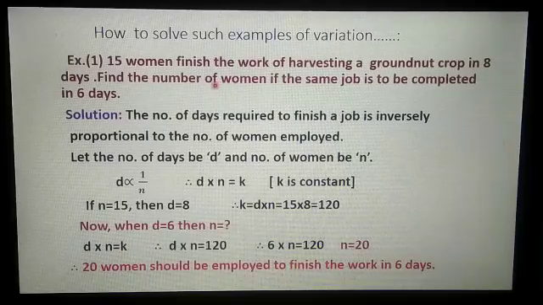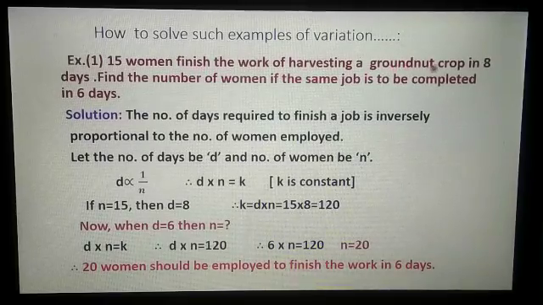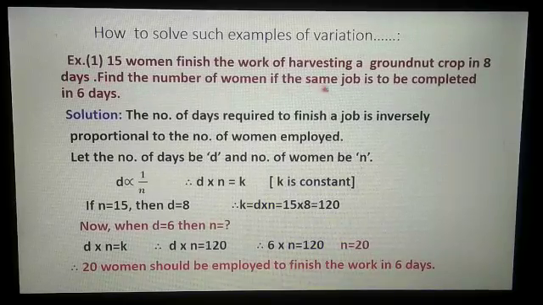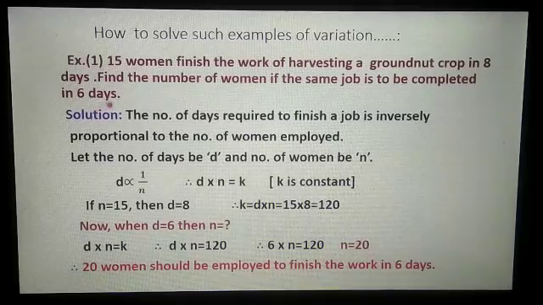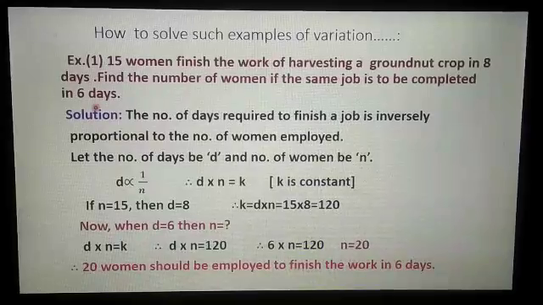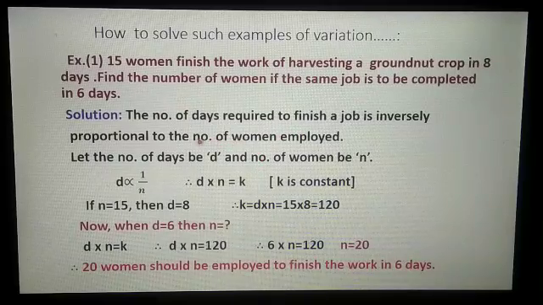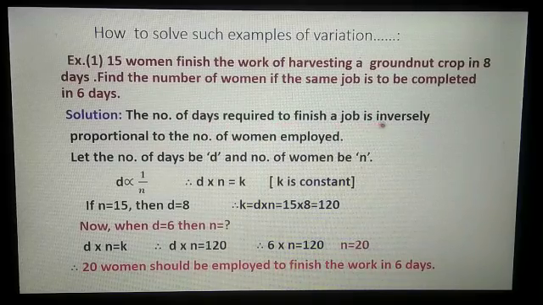Such type of examples are given in your textbook. So let's see. 15 women finished the work of harvesting a groundnut crop in 8 days. Find the number of women if the same job is to be completed in 6 days. Children, in the earlier part, in inverse variation and direct variation, some tables were given. Here also you can make the tables, but simply you can mention the number of days here, and in this way also we can solve the sums. So here we have to mention that the number of days required to finish a job is inversely proportional to the number of women employed.